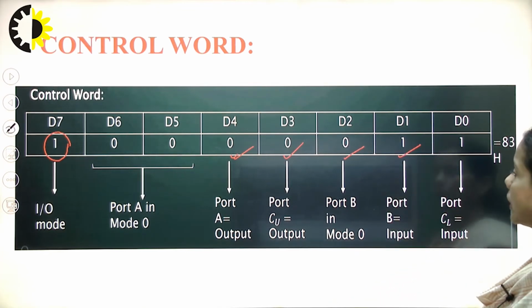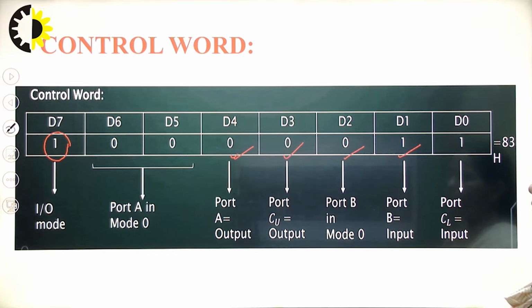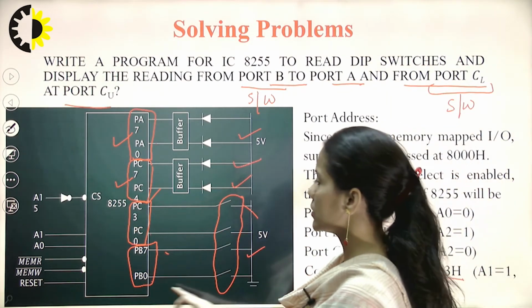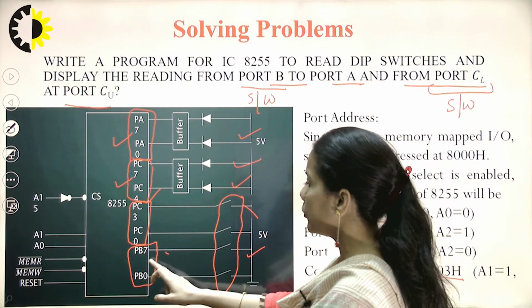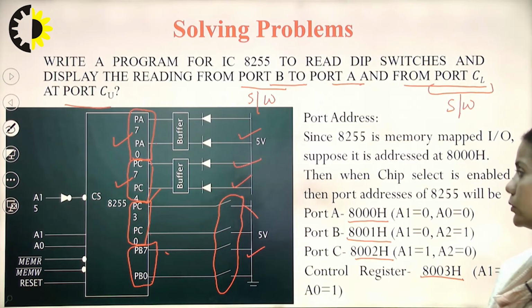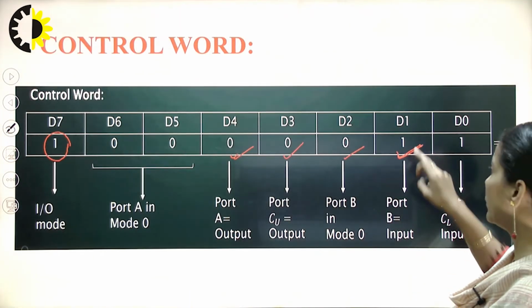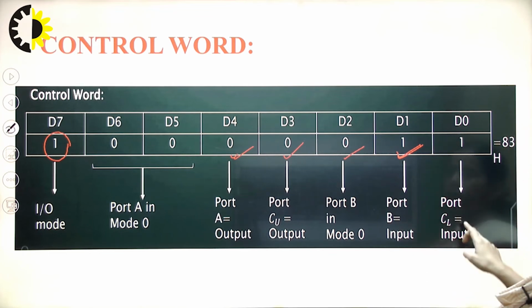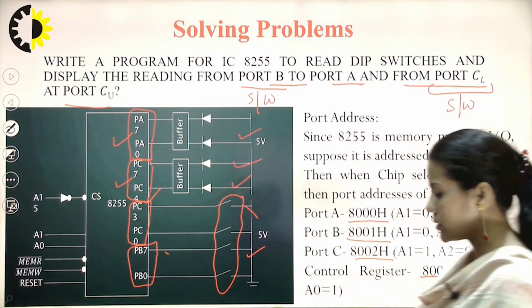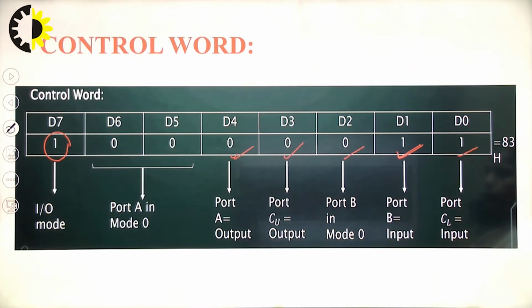This bit will tell the status of the port B. Since port B is used as the input port, from this diagram we can understand that switches are connected on the port B, so it is acting as the input port. So here this bit will be 1. And now port C lower is again an input port because switches are connected to this. So in this way we obtain the control word.